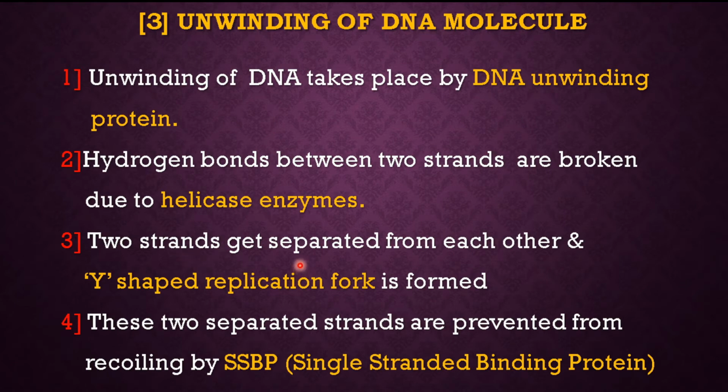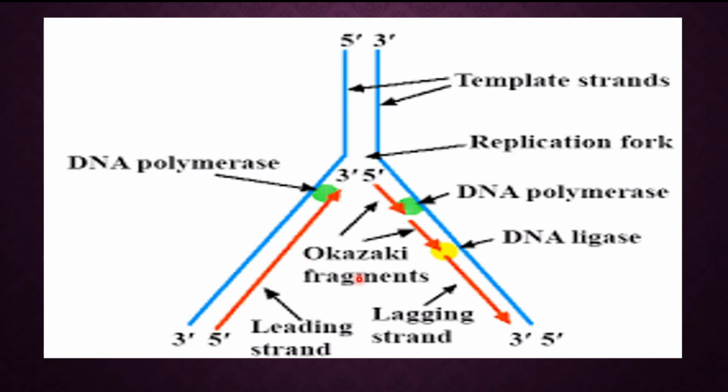Two strands. As soon as the hydrogen bonds are broken, both the strands get separated from each other. You can see here, these blue color strands are the original two strands. What happens? As soon as these hydrogen bonds present over here are broken, both the strands get separated from each other.